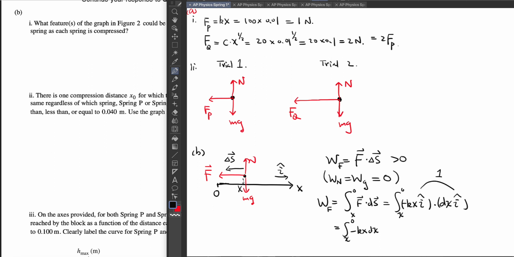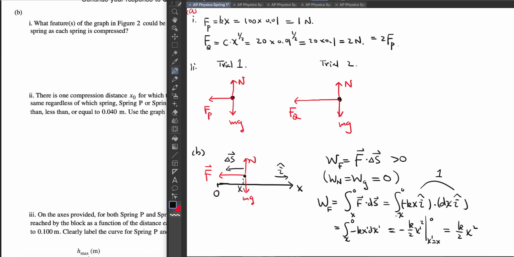Now in order to differentiate between this x and that x, I'm going to change this one to x prime, because it's a variable in the integral. This x here is some finite, definite value that we know. So now with that notation, we get negative 1/2 k x prime squared, where x prime goes from x to 0. So we do have 1/2 k x squared. I assume that this result is very familiar to you.